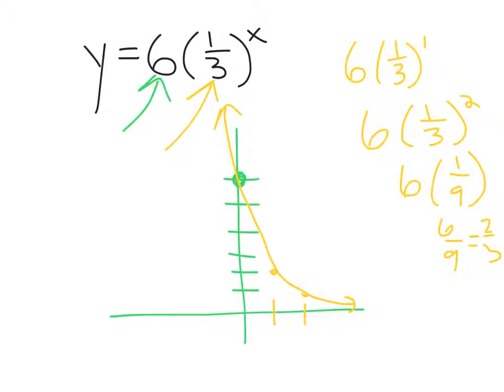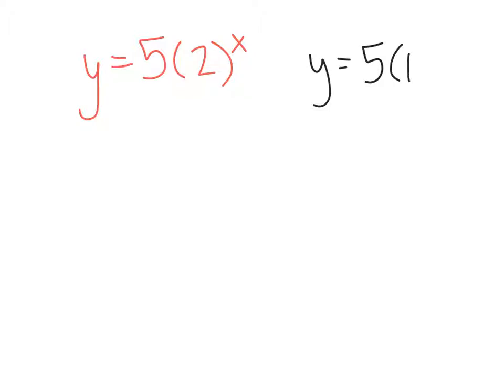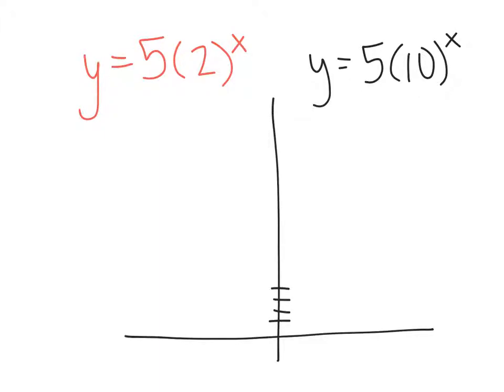Let's just look at one more. As an example, we'll have y equals 5 times 2 to the x. And then let's look at this one, y equals 5 times 10 to the x. Now both of these cross the y-axis at 5, don't they? Because here's a 5, here's a 5. With this one in red, when I plug 1 in for x, I get 10. So at 1, I'm already up to 10.